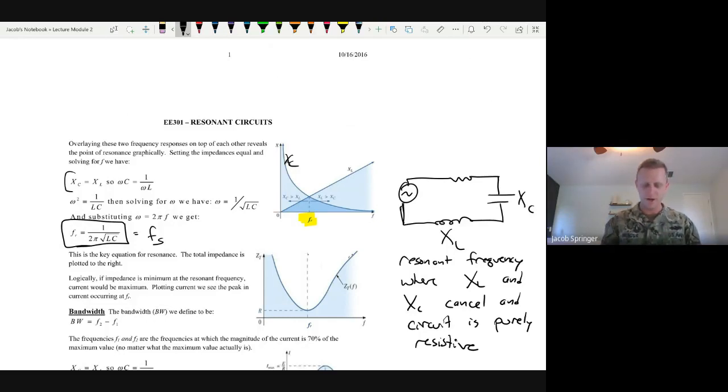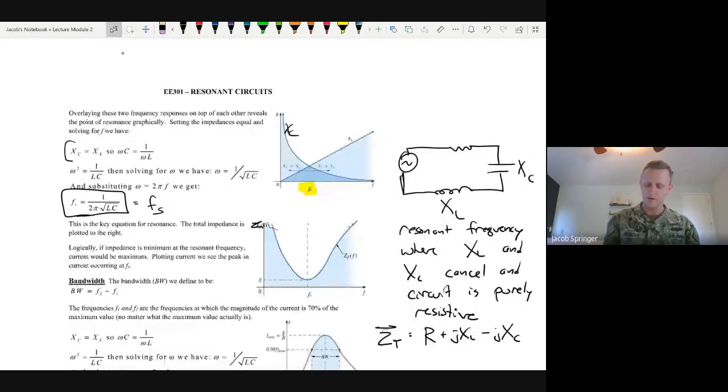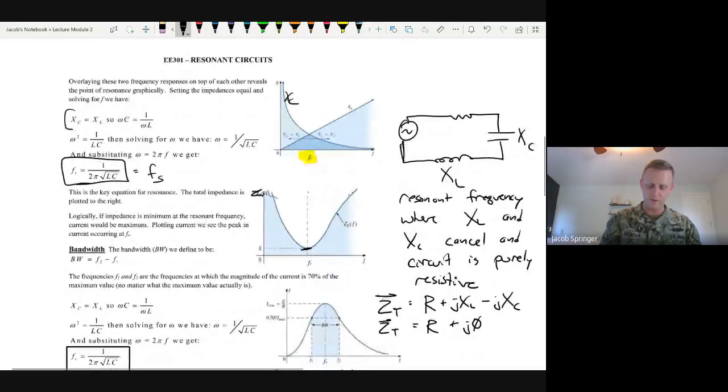And whenever these are canceled out, this is the next graph, the Z. If my Z total of all three of these would be R plus jXL minus jXC, right? And if those two equal each other, then all that's left is that Z total is equal to R plus j0, right? And so if R plus j0 is there, now we've minimized the impedance. And if we follow this down, these should line up.